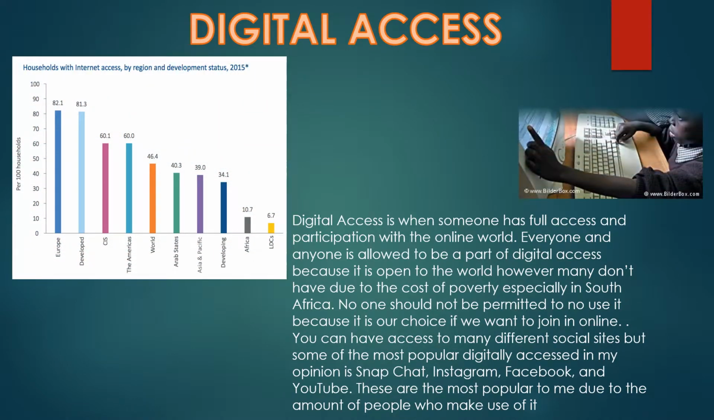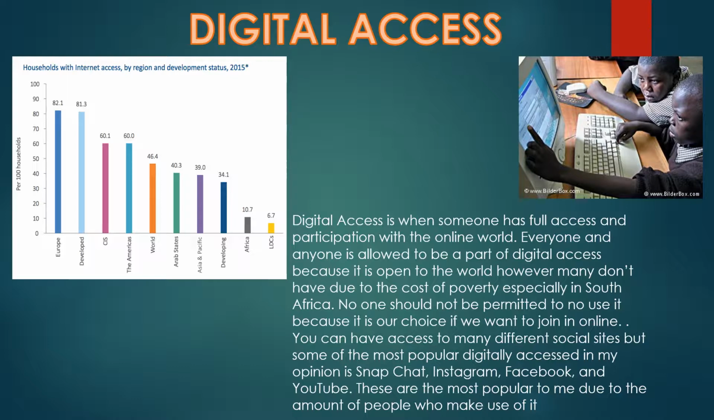I've also included a graph in my presentation where, as you can see, it states the households with internet access by region and development status in 2015. Basically, it takes 100 households in Europe, developed countries, Americas, the world, Arab states, etc. And then at the bottom you'll see Africa, which has the second highest internet access, or in other terms, the second lowest. This is no surprise, as Africa is sadly the most underdeveloped continent in the world.